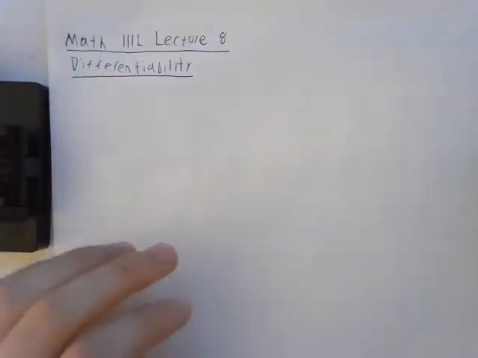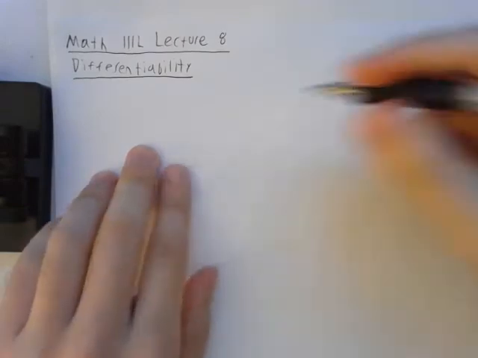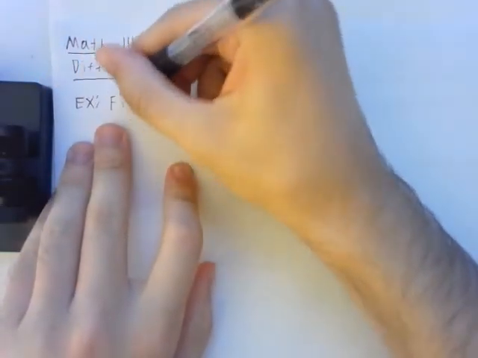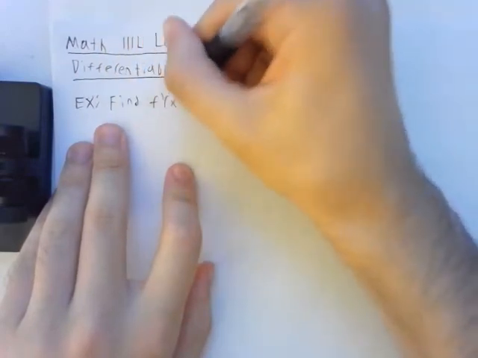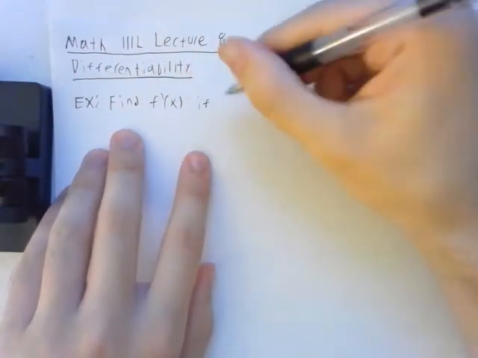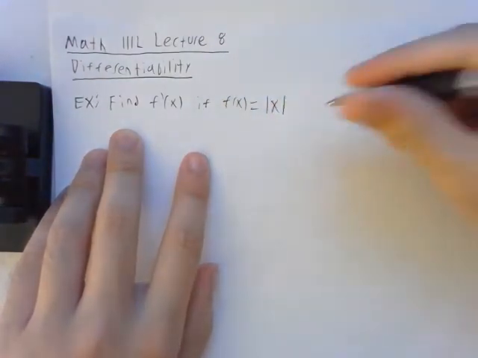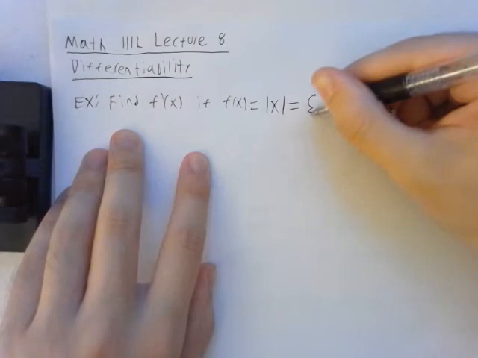Okay, I'd like to start off talking about differentiability with an example. So let's try to find f prime of x if f of x is equal to absolute value of x, which, just as a reminder, can be written as a piecewise function.